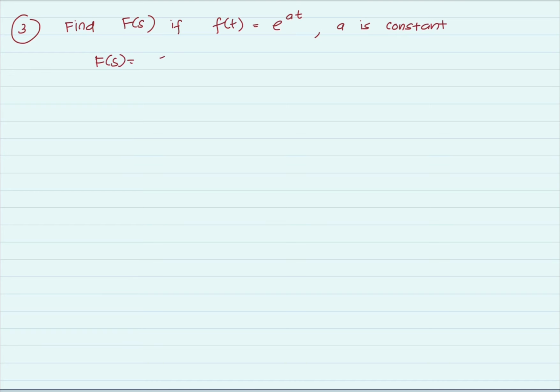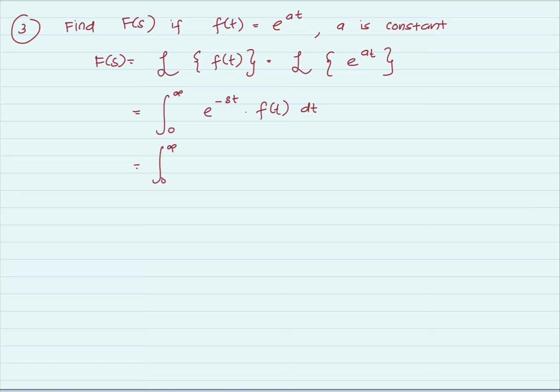F(s) is basically the Laplace transform of f(t), where now our f(t) is e^(at). So we can use the integration from 0 until infinity of e^(-st) multiplied with f(t) dt. So this is the formula. So the integral from 0 to infinity of e^(-st), and we know that f(t) is e^(at) dt.